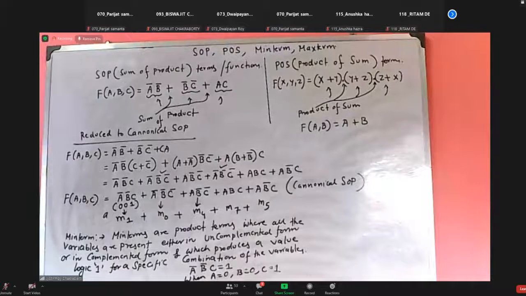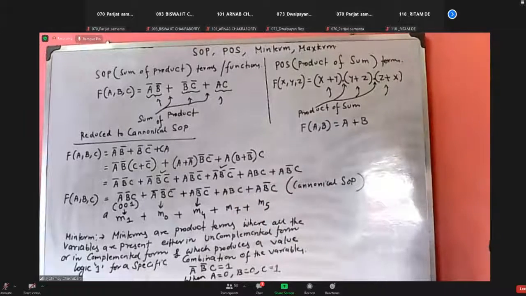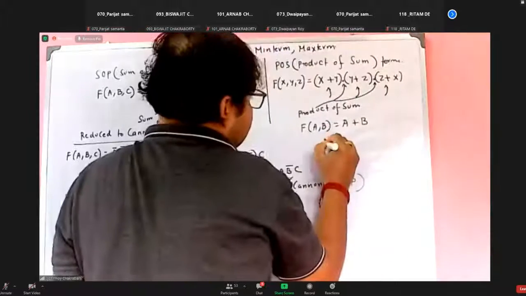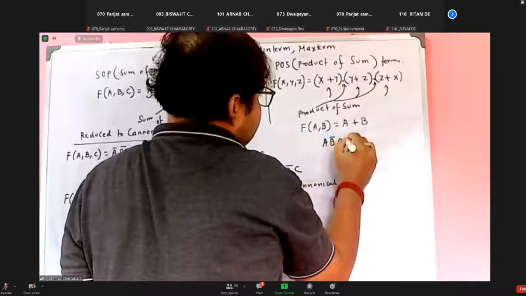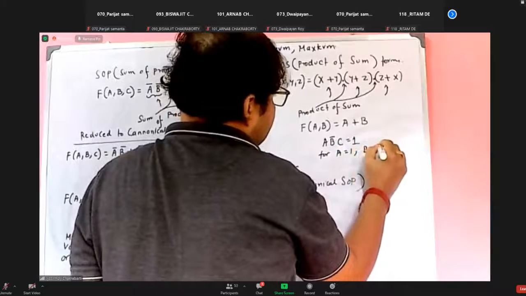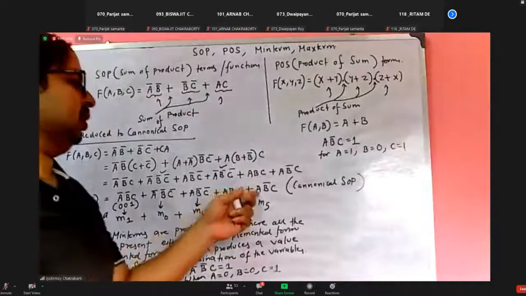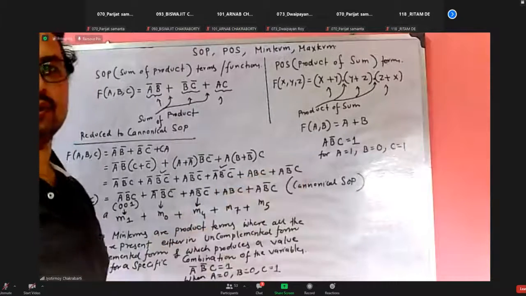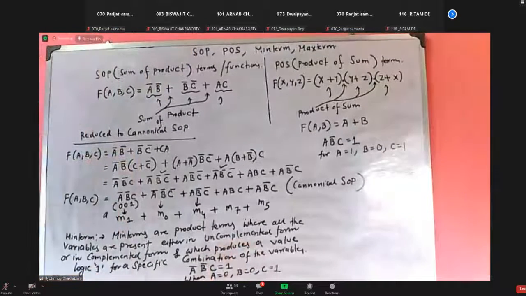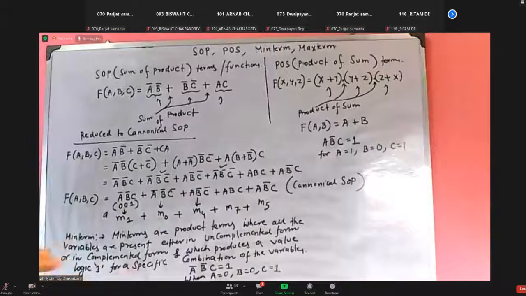For which combination will this product be 1? A, B bar, C is 1 when a equals 1, b equals 0, c equals 1. Then its equivalent value is 101. So what you will check is the MSB, A is the MSB, C is the LSB. Where the variable is barred it is 0, where it is not barred it is 1.